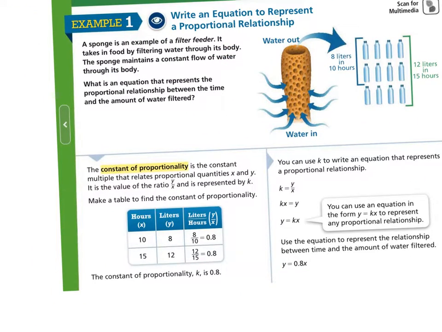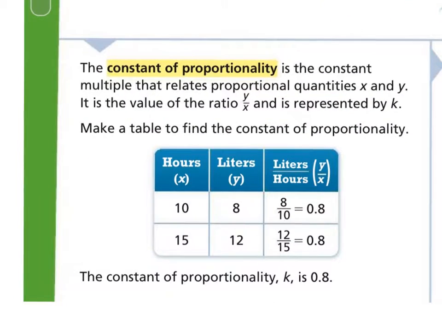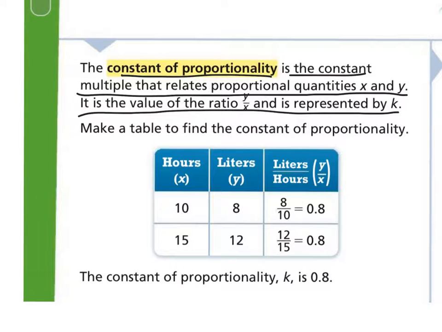So what we're going to have to do here, first of all, to come up with an equation, we're going to have to figure out a constant of proportionality. So constant of proportionality, the book says it's a constant multiple that relates the proportional quantities x and y, and it's the value of the ratio y over x, and it's represented by k. So that's a lot of underlined stuff there, or you can circle that whole deal. Okay, that constant of proportionality is what we're going to be looking at.